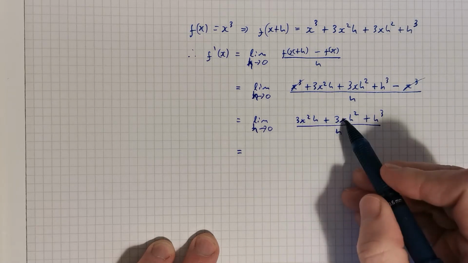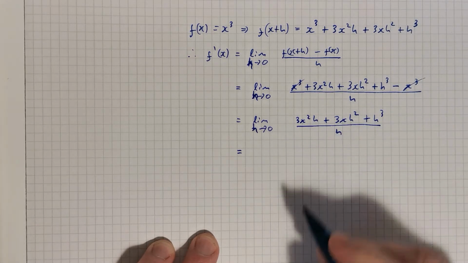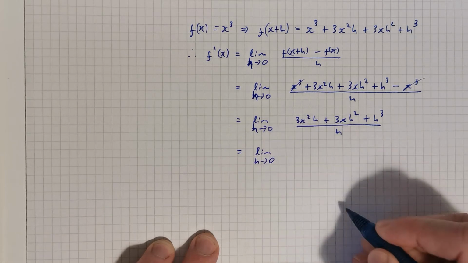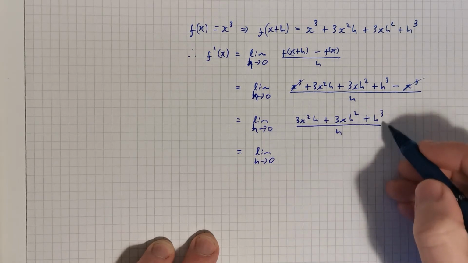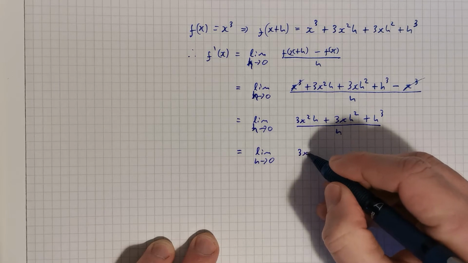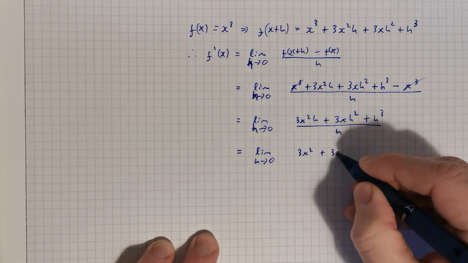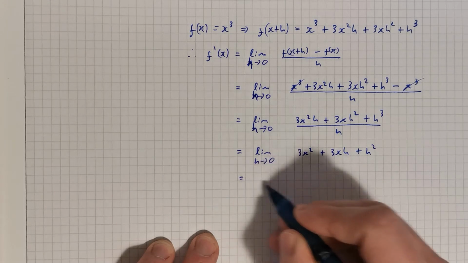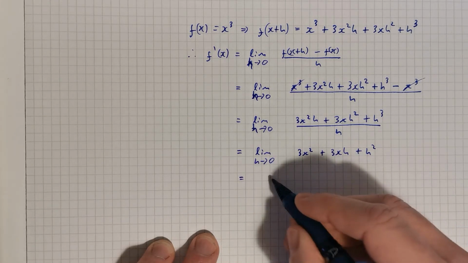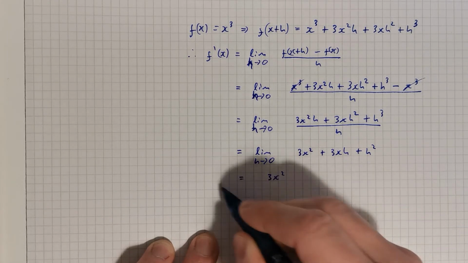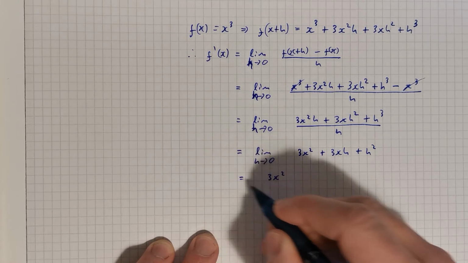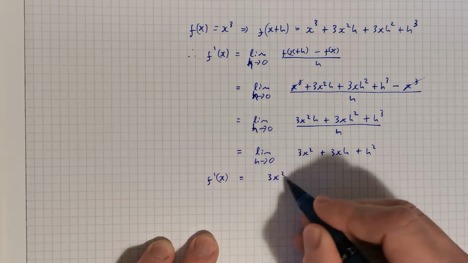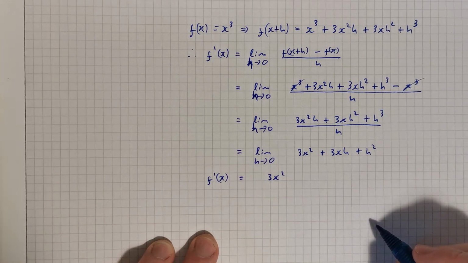And again, if you sub 0 in here, you're just going to get 0 over 0, indeterminate form. That means my limit needs a little bit more work before I sub values in, and h can divide into each of these three terms. So we get 3x squared plus 3xh plus h squared. Now when I apply my limit, sub in 0, we'll be left with 3x squared. So if f of x is equal to x cubed, then f prime of x is equal to 3x squared.